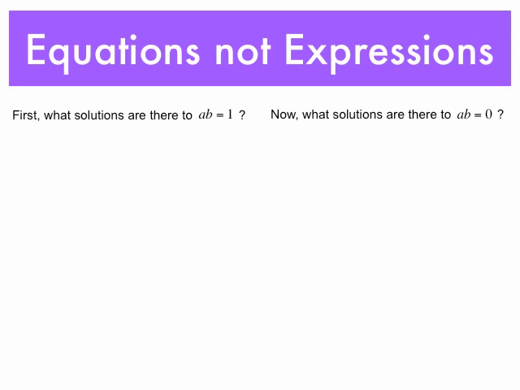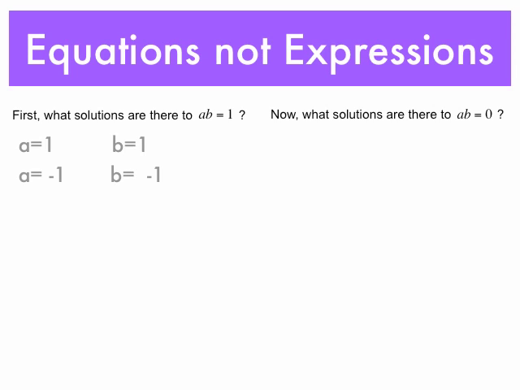What numbers could a be and what numbers could b be? Well, obviously a could be 1 and b could be 1. 1 times 1 is 1. Is there anything else? Okay, a could be -1 and b could be -1. Are those the only answers?